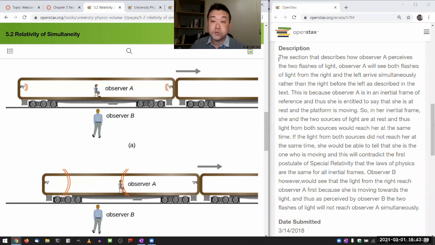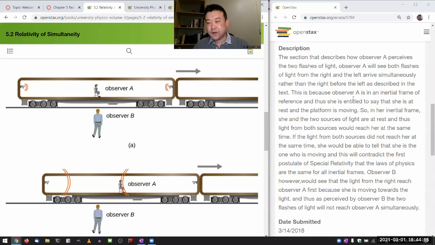Usually people submitting errata are physics instructors. So I don't know who wrote this, but I'm assuming he or she was a physics instructor. So this is what someone who is experienced in physics is saying. The section that describes how observer A perceives the two flashes of light: Observer A will see both flashes of light from the right and the left arrive simultaneously rather than the right before the left as described in the text.